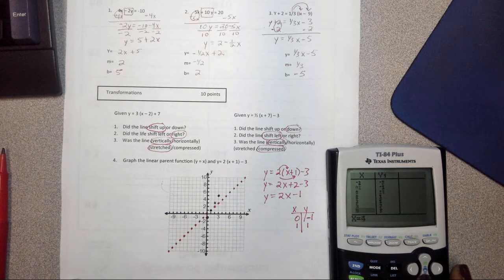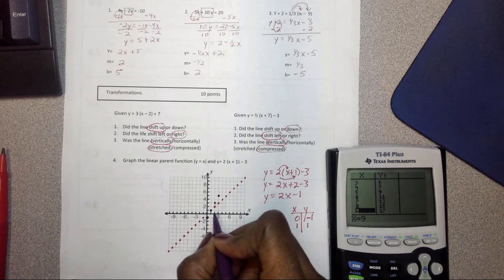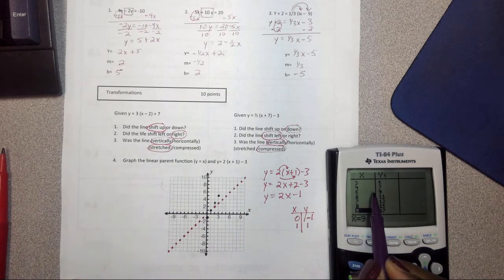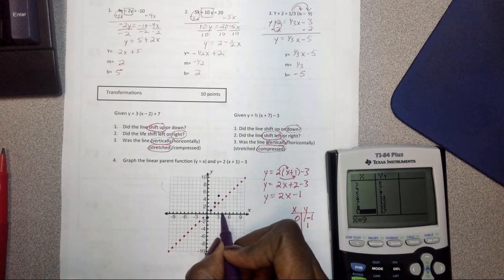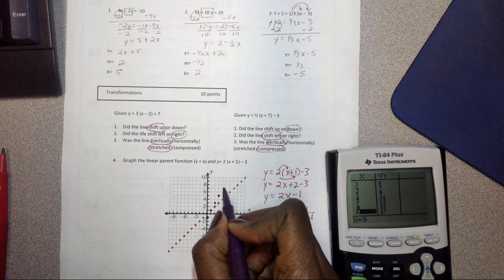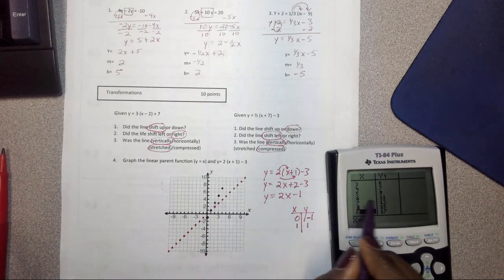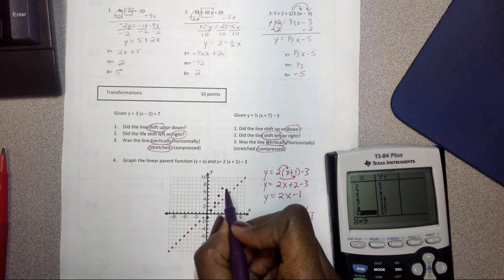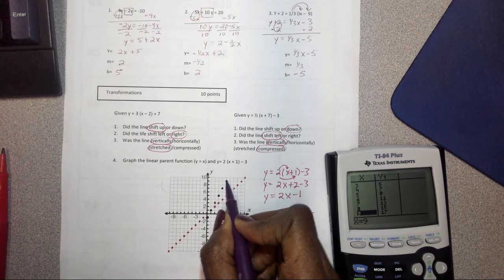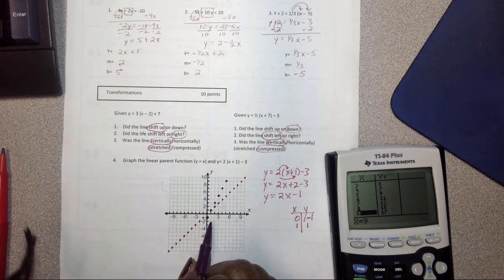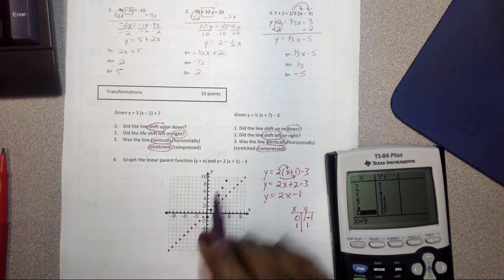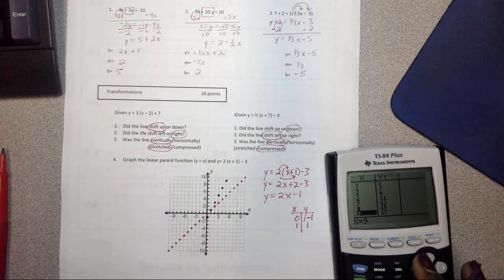I'm just doing the positive side right now. And then I have 4, 7, go over to 4, up to 7. 5, 9, and 6, 11 goes off the graph. I'm not doing that. I'm going to go back to my negative numbers.